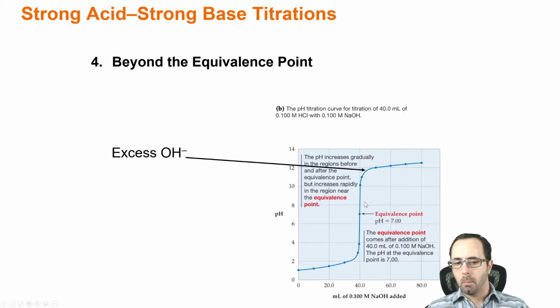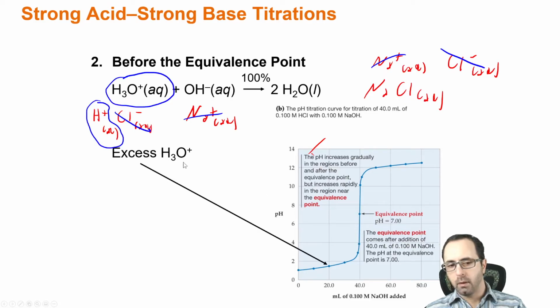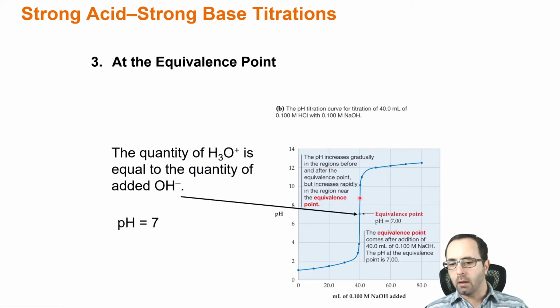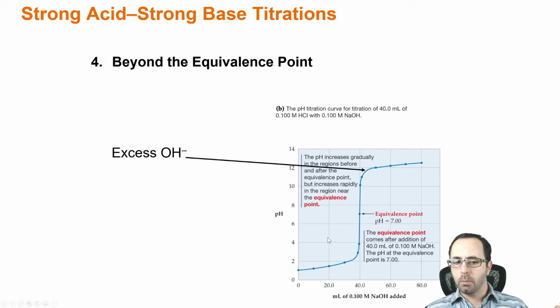Then we begin to pass the equivalence point. At this point, we're just adding more hydroxide. All the hydronium is gone. So the pH is now determined by however much hydroxide we have remaining, since we're past the equivalence point. Now, that's a strong acid, strong base titration. Relatively straightforward. If we're before the equivalence point, we have excess hydronium. Calculate the pH based on how much hydronium is left. If we're at the equivalence point, pH is 7. If we're past the equivalence point, the pH is determined by the excess hydroxide.